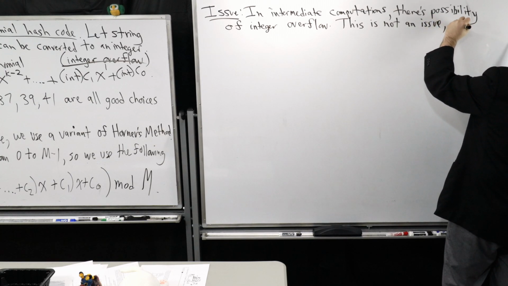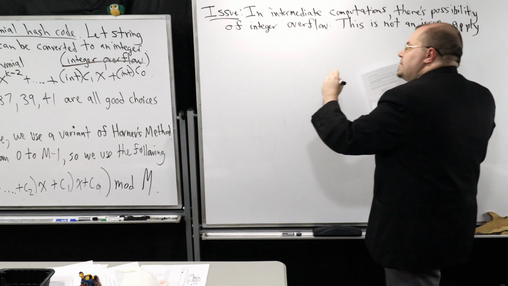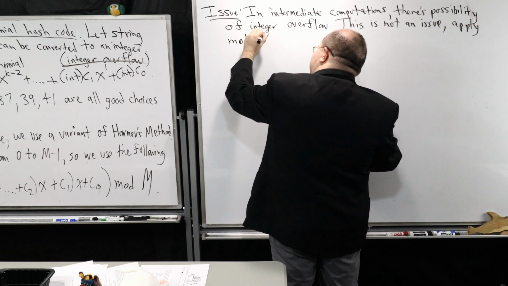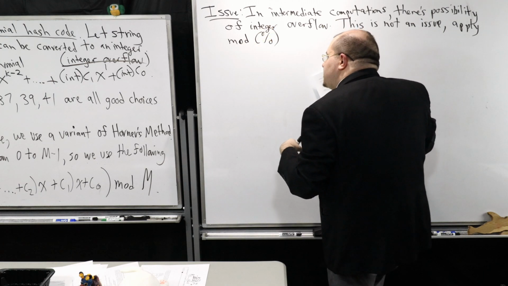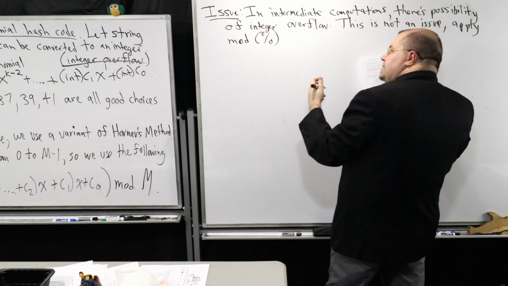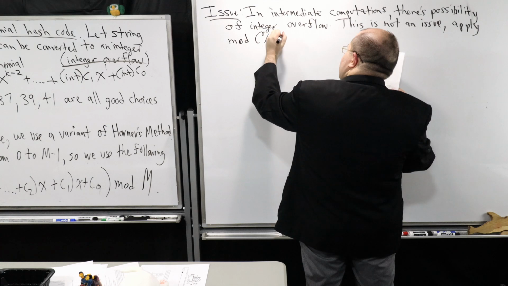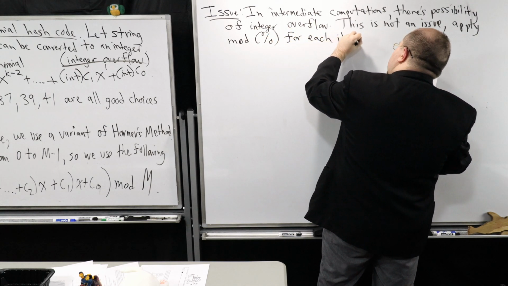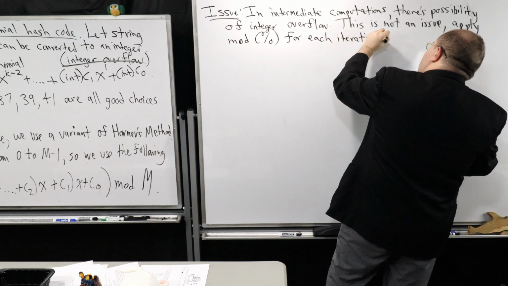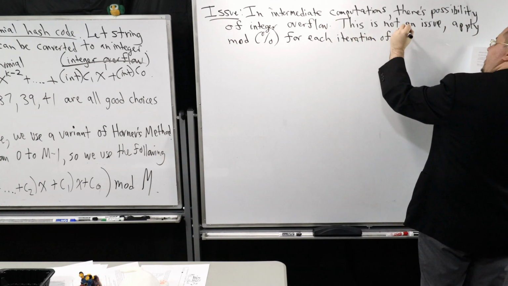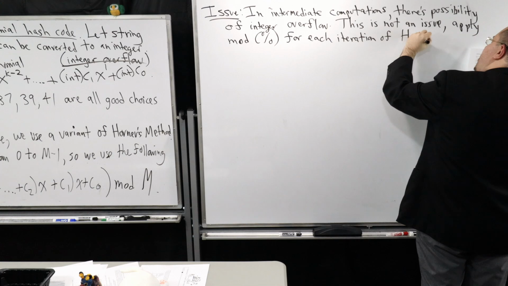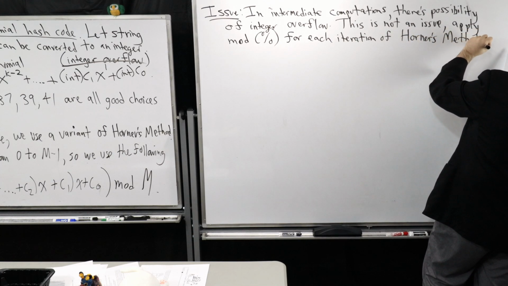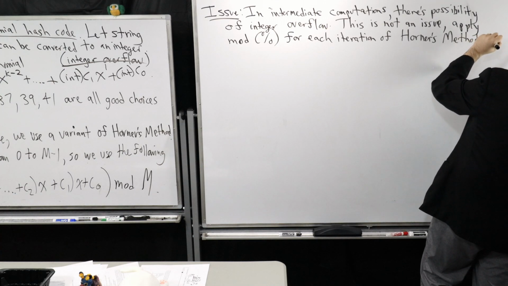So all we're going to do is apply mod, which, if you're not familiar with the mod operator, is % in C++. So you may have seen it in that context. We apply it for each iteration of Horner's method. So I'm going to now present you our modified version of Horner's method. If you want to make it Horner's method, you just get rid of the mod, okay?